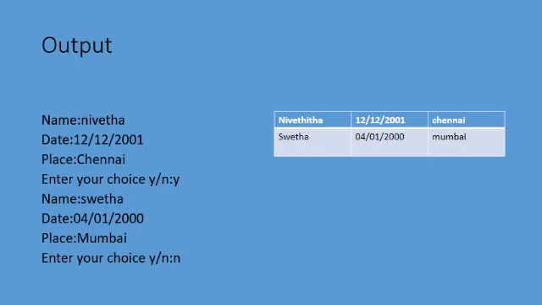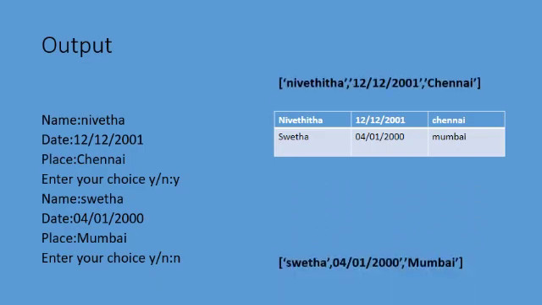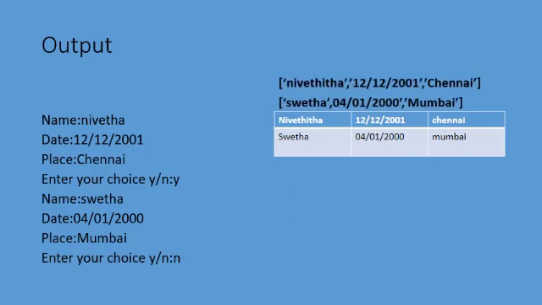Now, how is the answer going to be for this code? Two lines will be displayed: Nivedita 12/12/2001 Chennai, Shweta 4/1/2000 Mumbai. That is the answer that will be displayed. The same thing, if you open it in Excel, will be in rows, in cells. First row Nivedita, the date, Chennai; then Shweta, date of birth, Mumbai. Like this it will be shown in Excel.